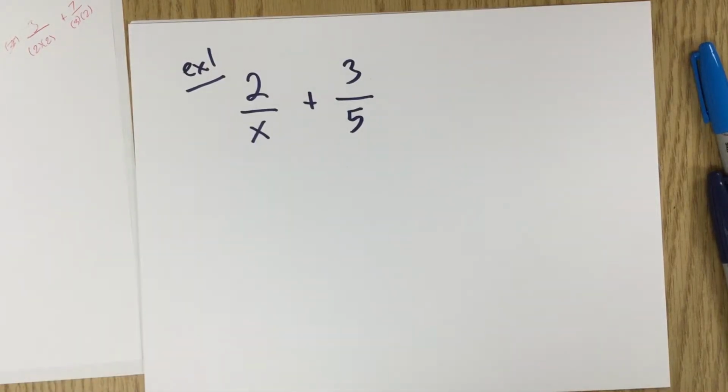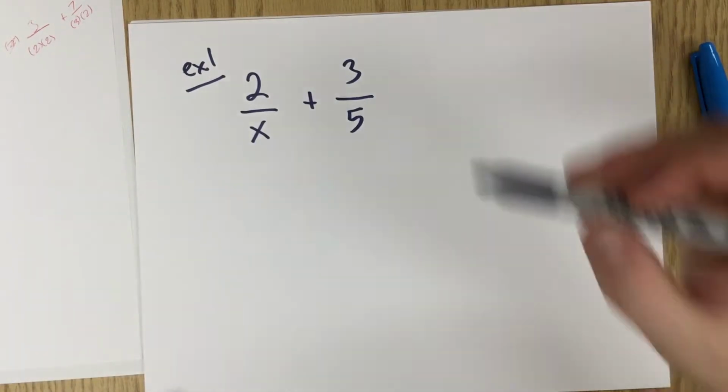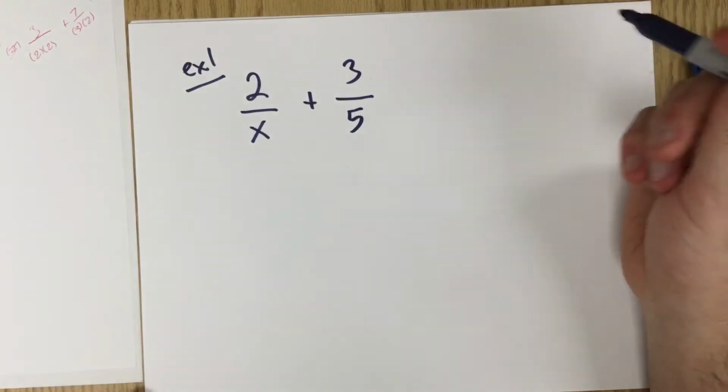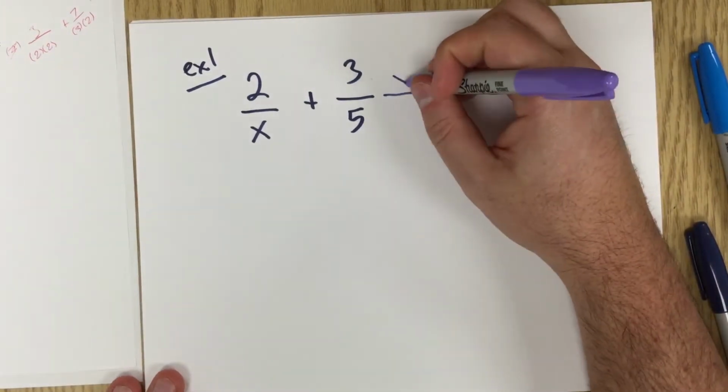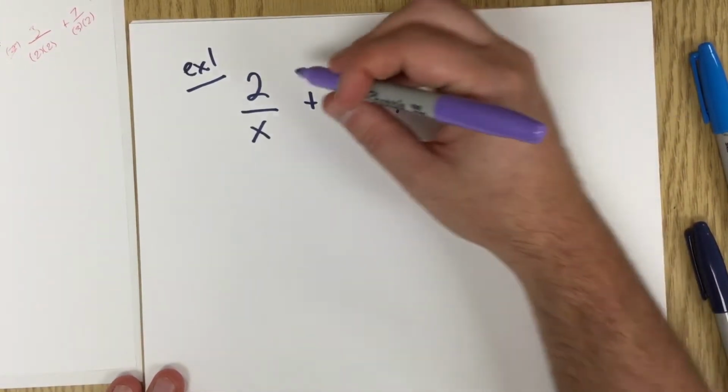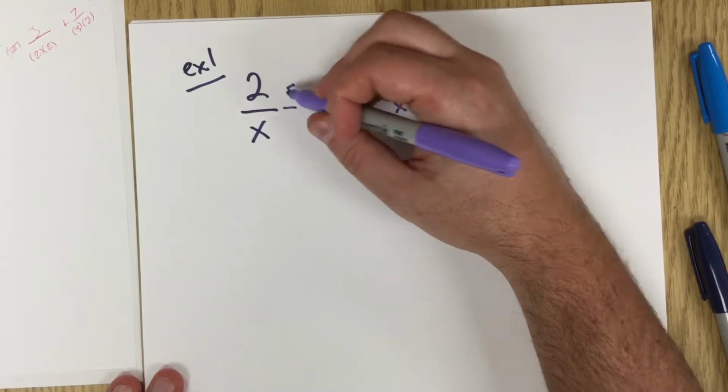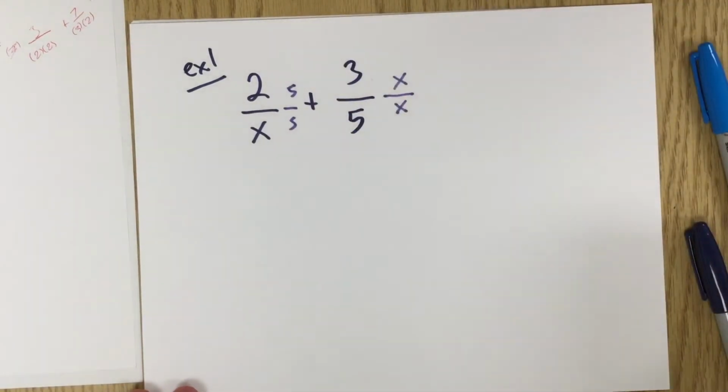Okay, so now we're going to get to some actual examples. So here we have 2 over x plus 3 over 5. We're adding. We need to find a common denominator. We're going to multiply by the other side. So we're going to multiply this by x over x, and we're going to multiply this by 5 over 5.